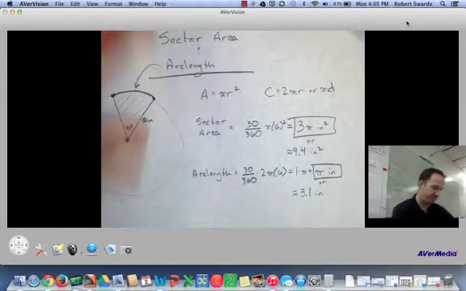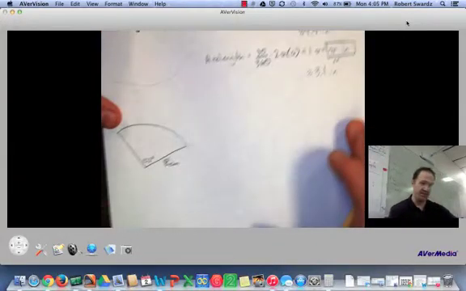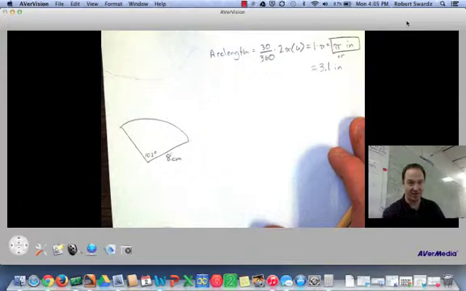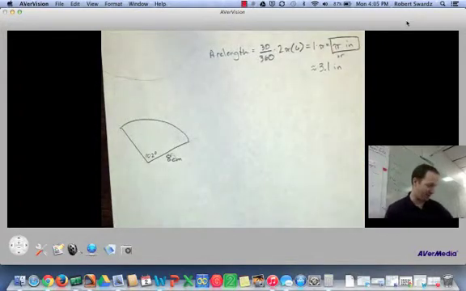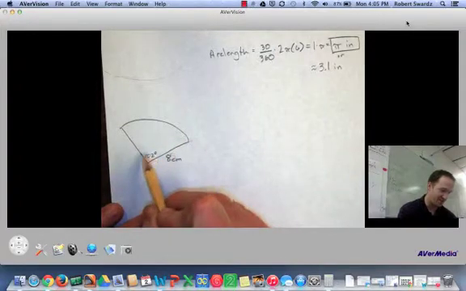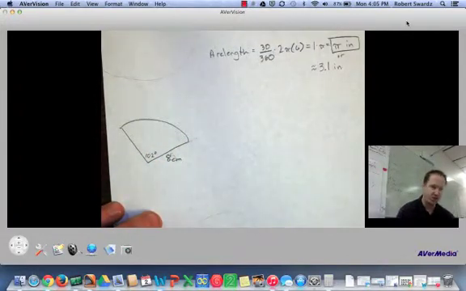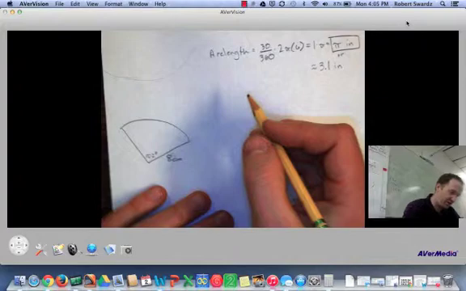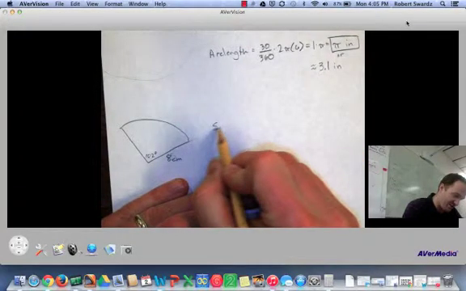Let's take a look at another one. Here is another oddly cut piece of pizza. This time our radius is 8 centimeters. Our angle there is 102. Same question, we want arc length and sector area.